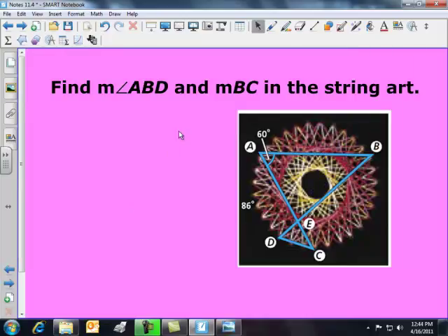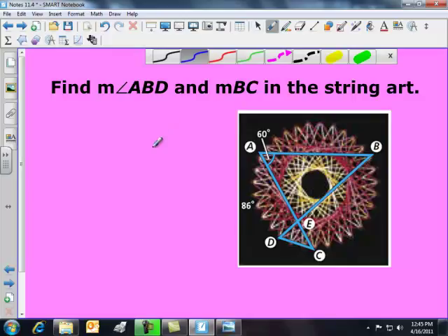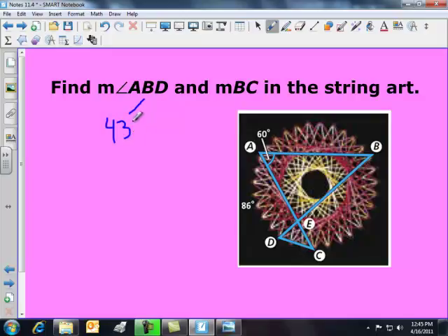So if we look here to find the measure of angle ABD, well, let's find angle ABD. And again, notice this is angle ABD. So for angle ABD, if we want that angle, the intercepted arc is 86 degrees. So take half of that 86 degrees, and I'll just write this down here. That would be 43 degrees.